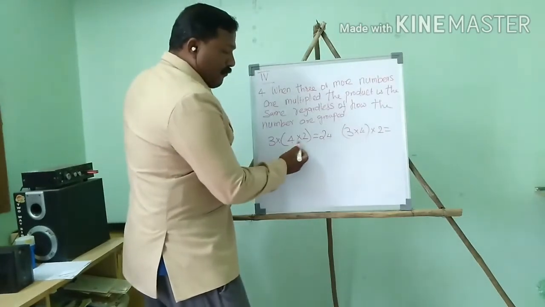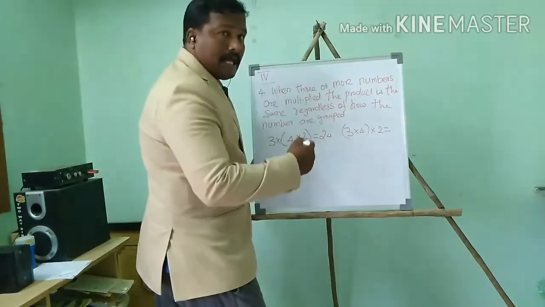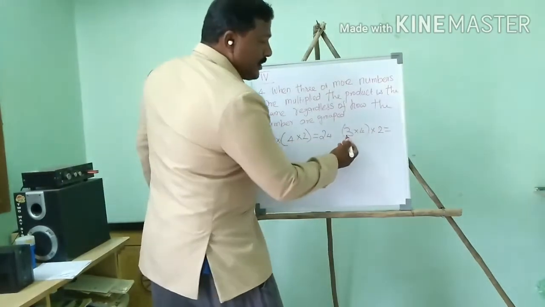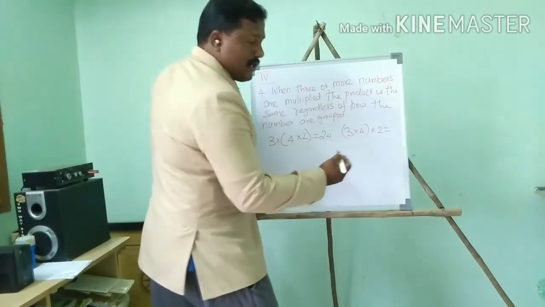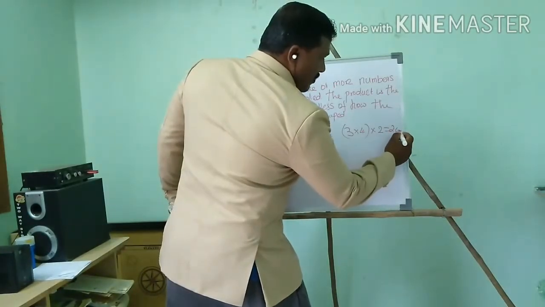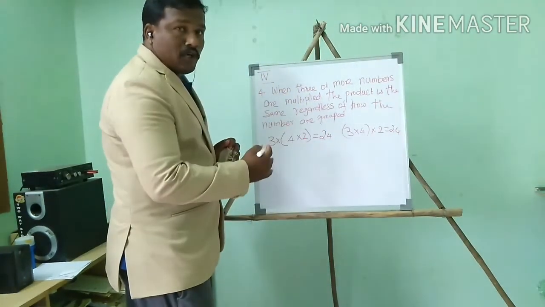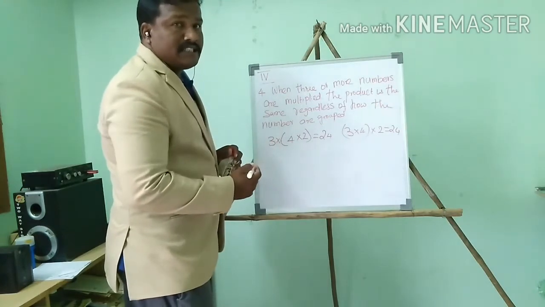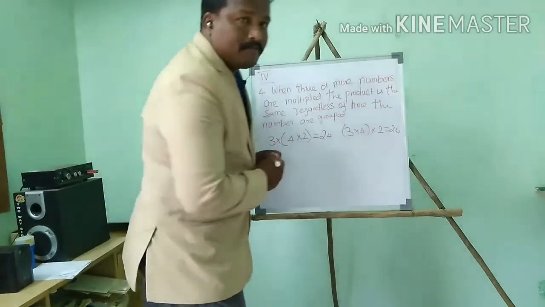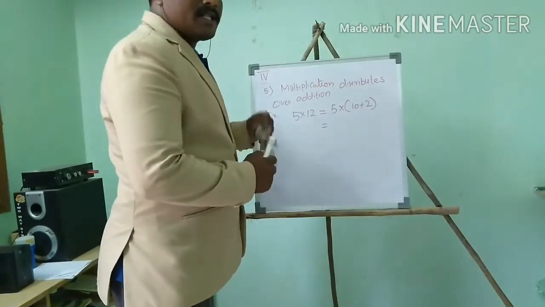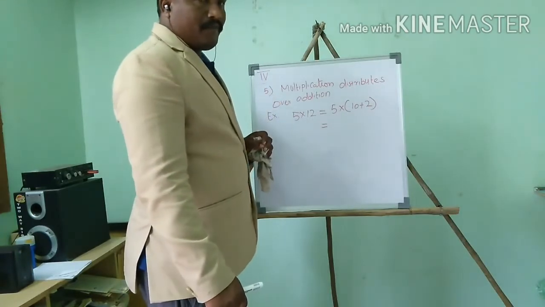Before, 4 and 2 were in the same group. Now 3 and 4 are in the same group, and 2 is different. Now 3 fours are 12. 12 twos are 24. So when you change the grouping, the product will not change. That's the meaning. That's the fourth property. The last property is that multiplication distributes over addition.